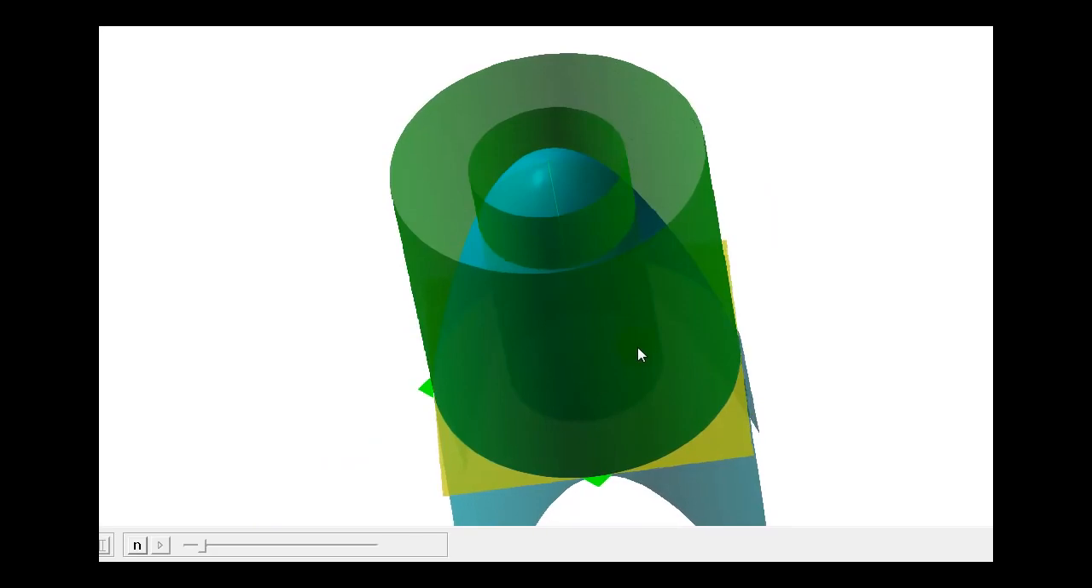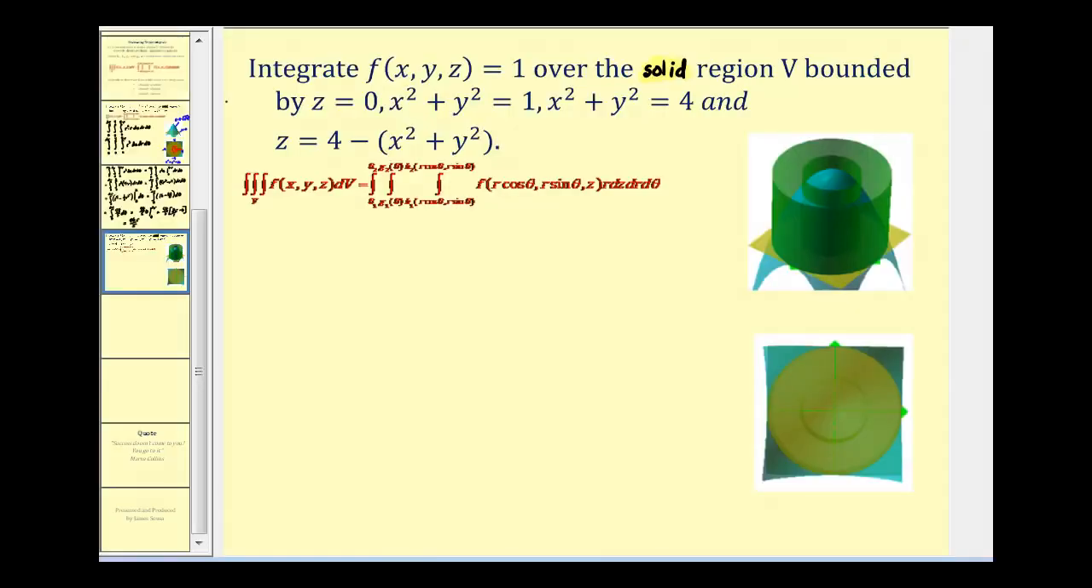So let's go ahead and set this up using cylindrical coordinates. Before we do that, let's go ahead and label a couple things here. This surface here in blue is z equals 4 minus the quantity x squared plus y squared. If we take a look at the xy trace, the smaller circle here is x squared plus y squared equals 1. And this larger circle is x squared plus y squared equals 4.